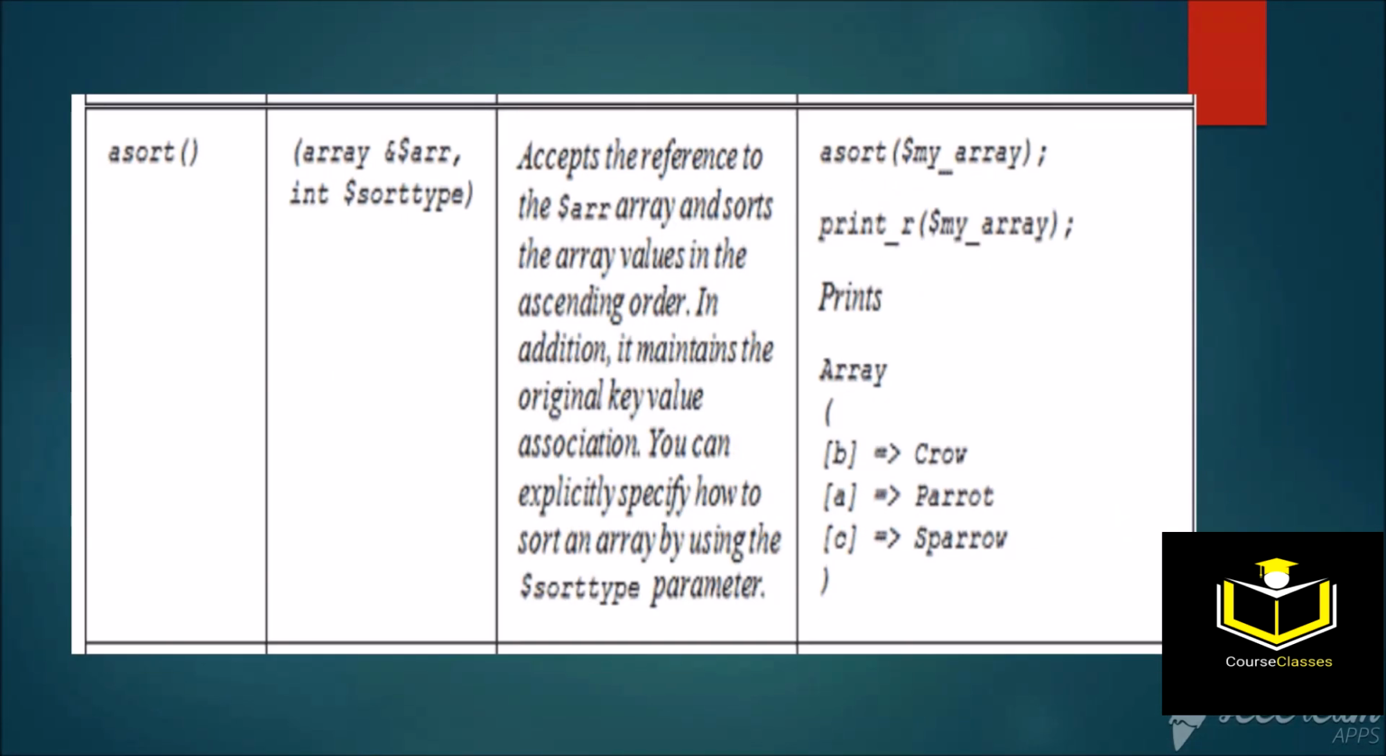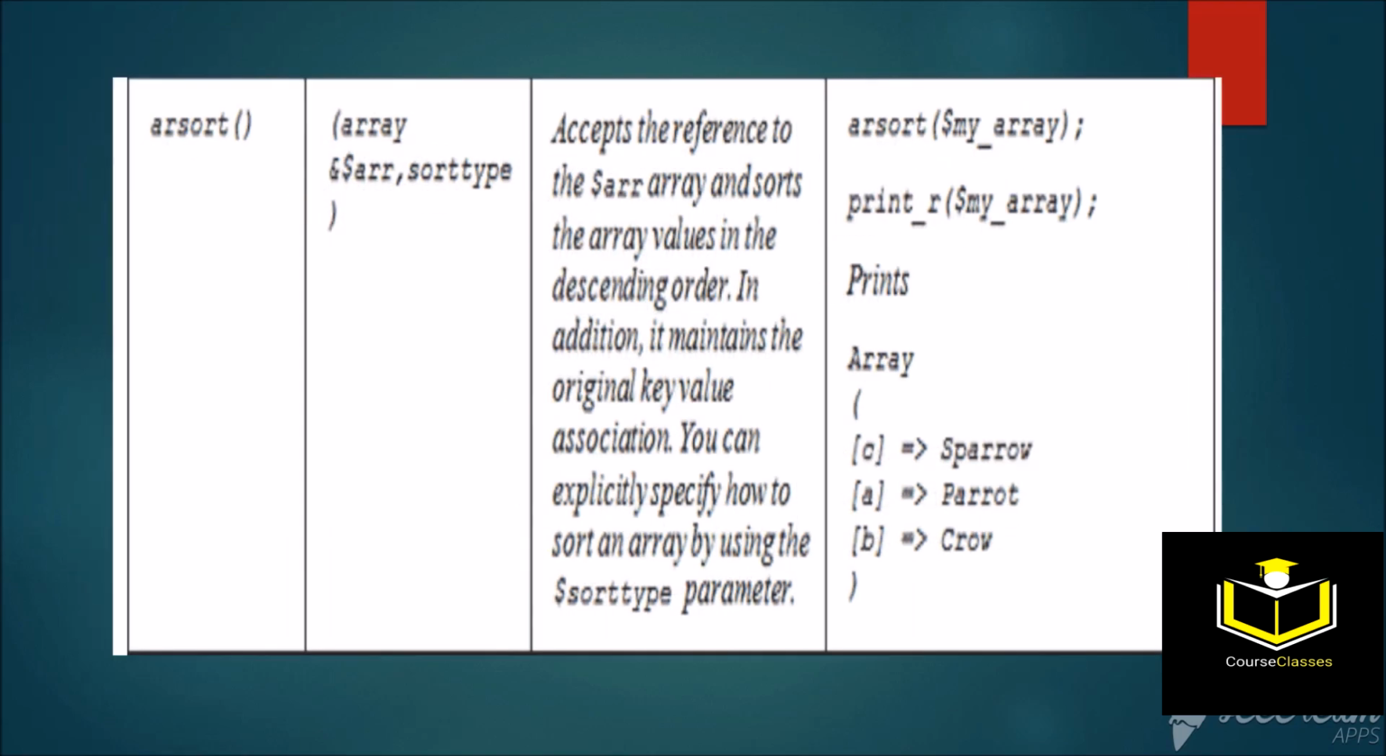So next function is asort. It sorts the array values in ascending order. And the next function is arsort. It sorts the array values in descending order.